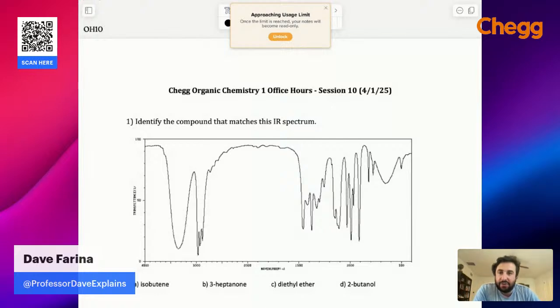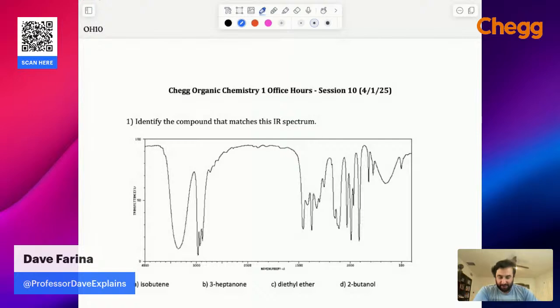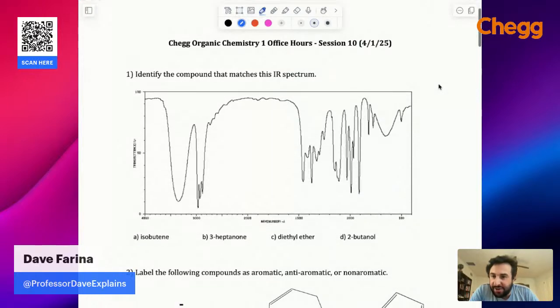Remember last time we started doing a lot of spectroscopy, because definitely a lot of students tend to get confused, certainly with IR, mass spec, and definitely NMR. So I wanted to make sure we covered the basics of all those spectroscopic techniques. So let's go ahead and start with one question on IR. Identify the compound that matches this IR spectrum.